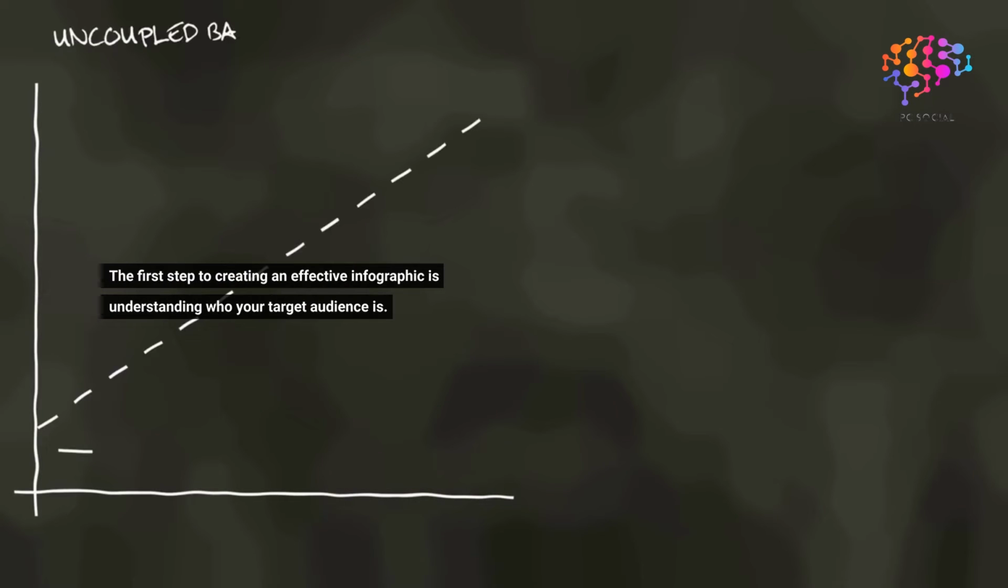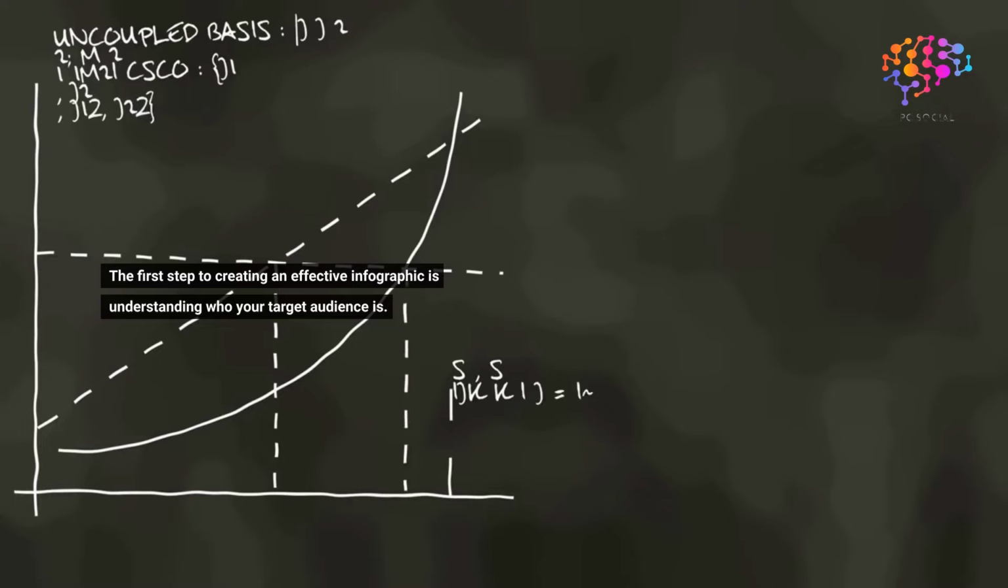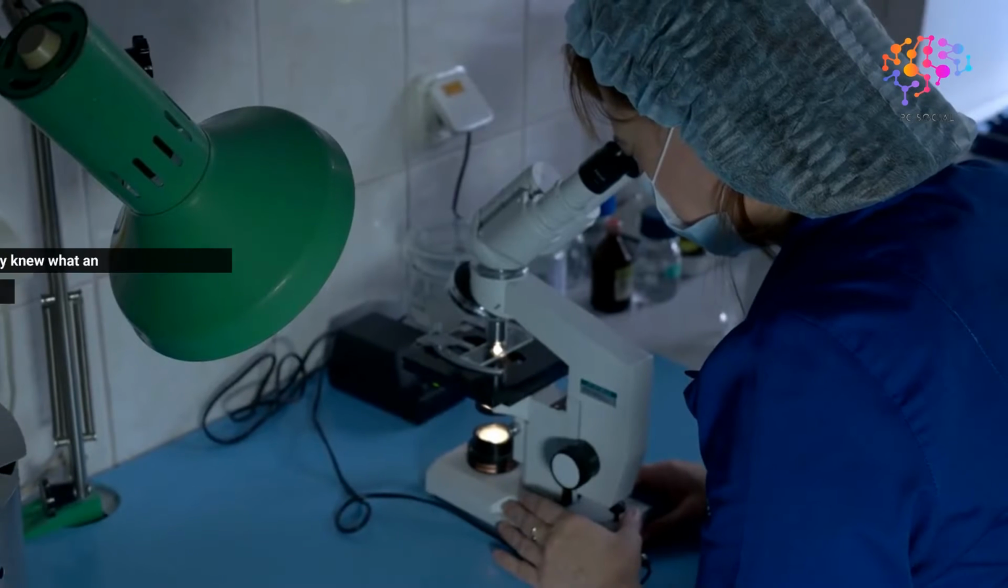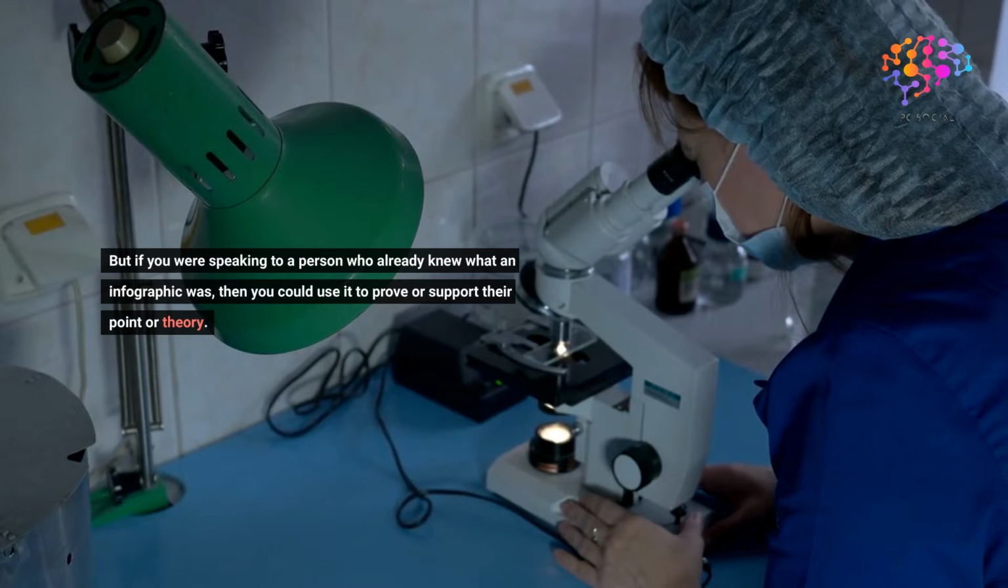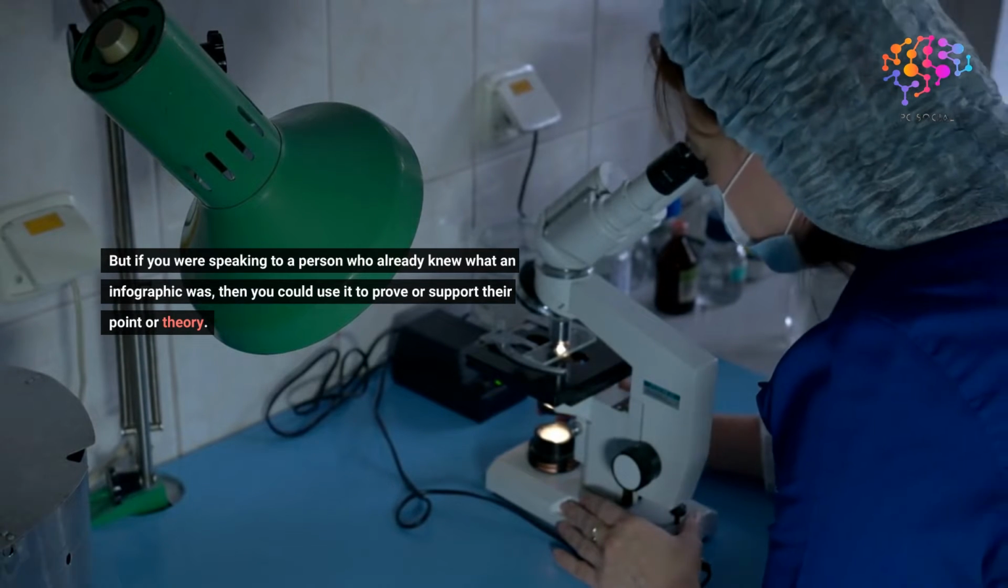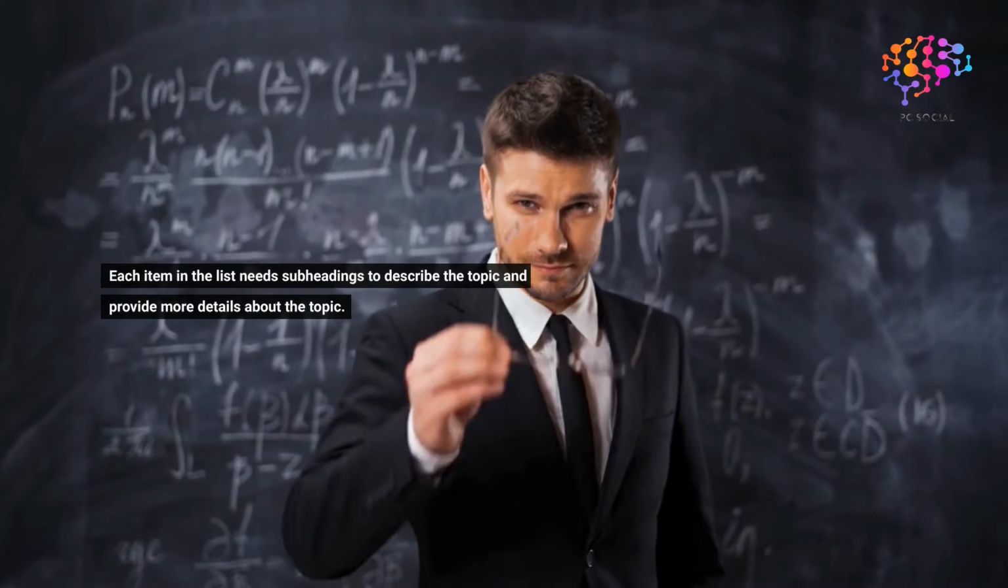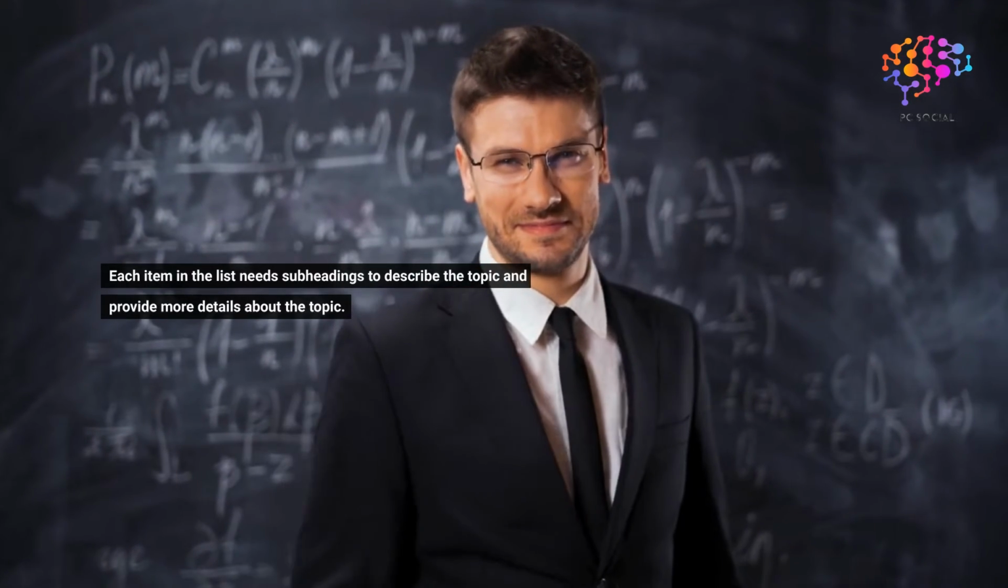Start by listening to your audience. The first step to creating an effective infographic is understanding who your target audience is. But if you were speaking to a person who already knew what an infographic was, then you could use it to prove or support their point or theory. Each item in the list needs subheadings to describe the topic and provide more details about the topic.